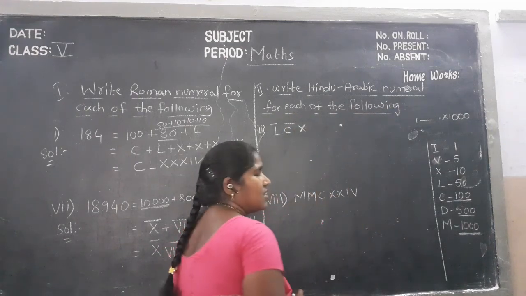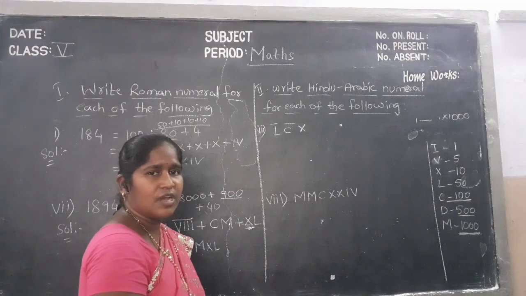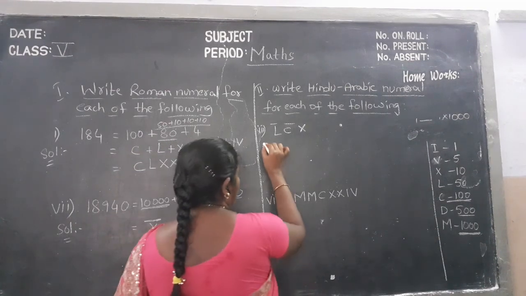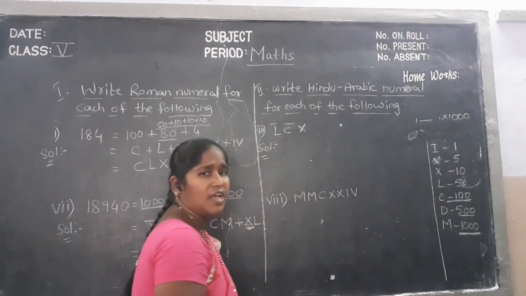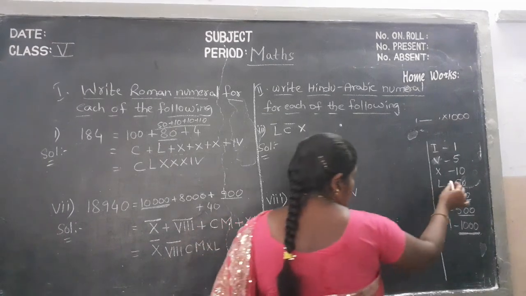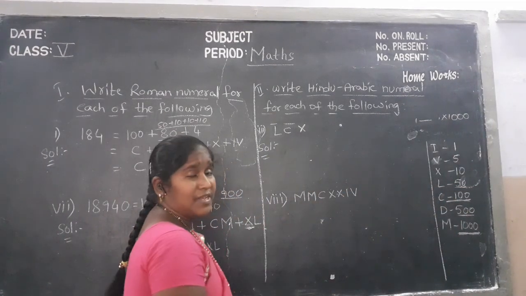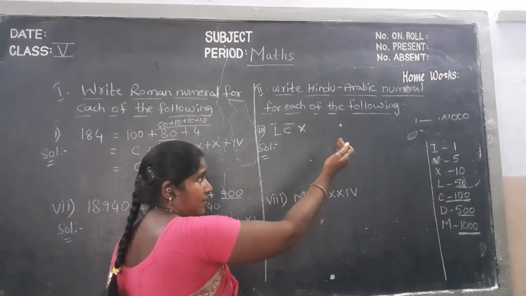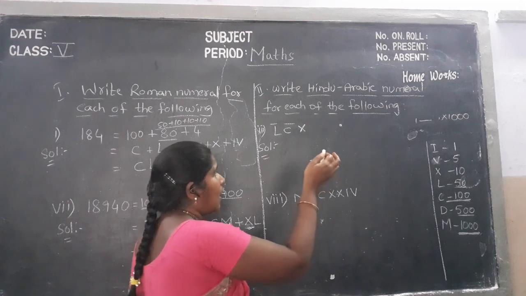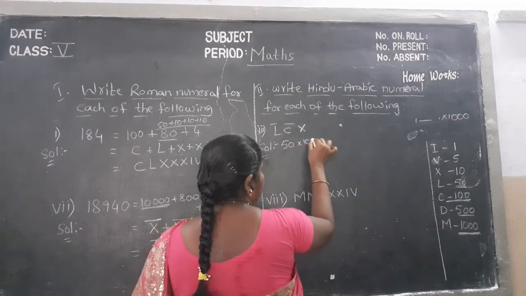And next one, see children, write Hindu Arabic numeral for each of the following. We are given the sums in Roman numerals, so we should convert them into Hindu Arabic numerals. What is the L bar? L means what? L means 50. Bar means multiplied by 1000. When a Roman numeral is multiplied by 1000, we call it a bar. So L bar means 50 into 1000.